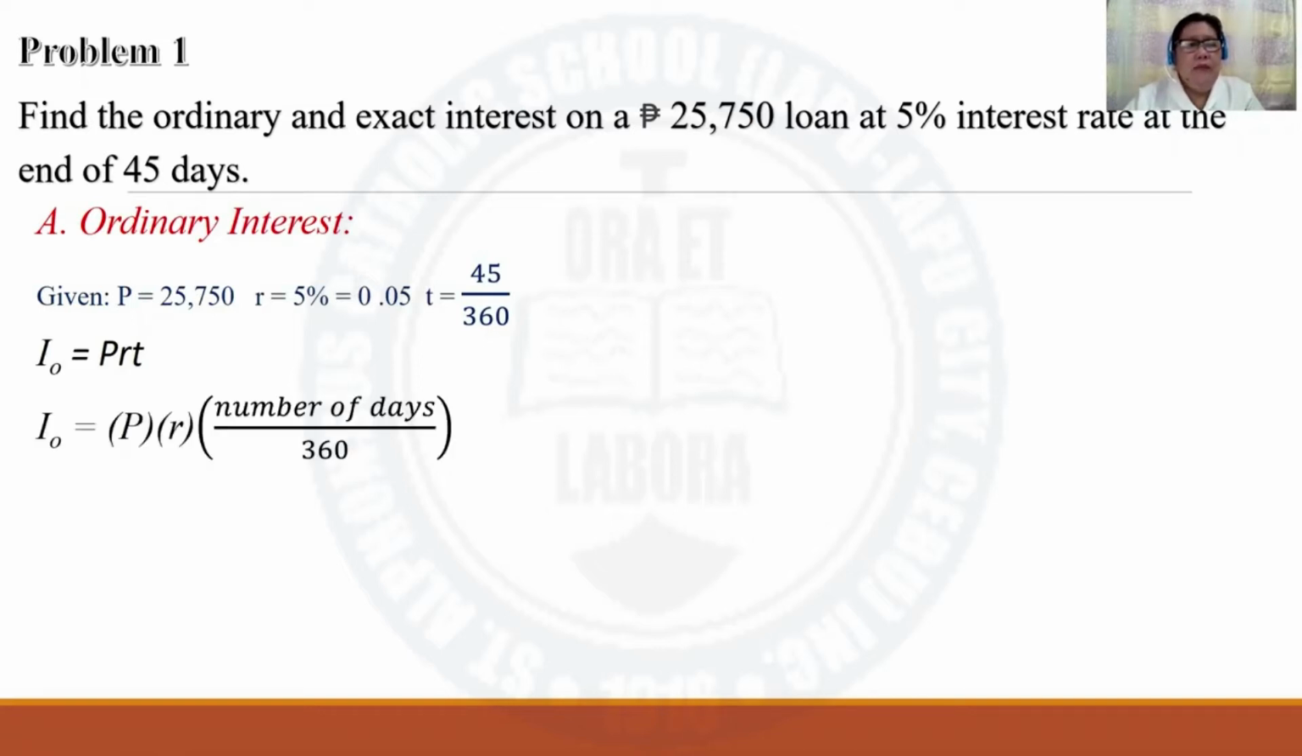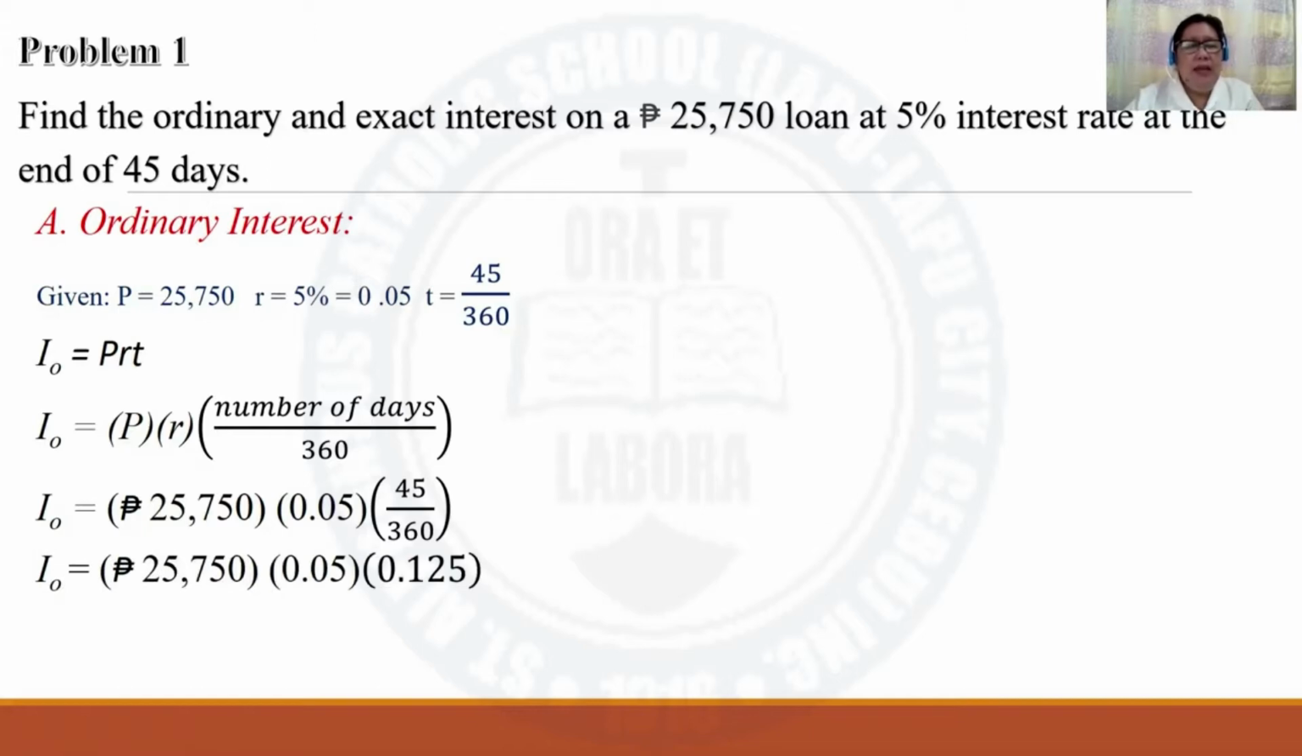And then we are going to convert T into the number of days over 360. And substitute, P is 25,750 times the rate, which is 0.05, times T, which is 45 over 360. And simplify 45 over 360, you have 0.125. And multiply the three, then the ordinary interest is 160.94 pesos.